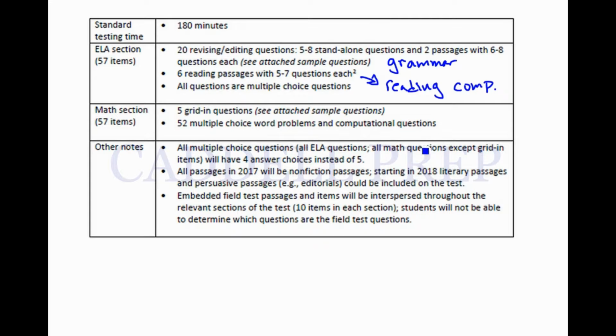So some things to note about this test is that all of the multiple choice questions will only have 4 answer choices. On previous tests they had 5, but going forward there's only 4 answer choices. All passages will be non-fiction. Then starting in 2018, literary passages and persuasive passages could be included on the test.